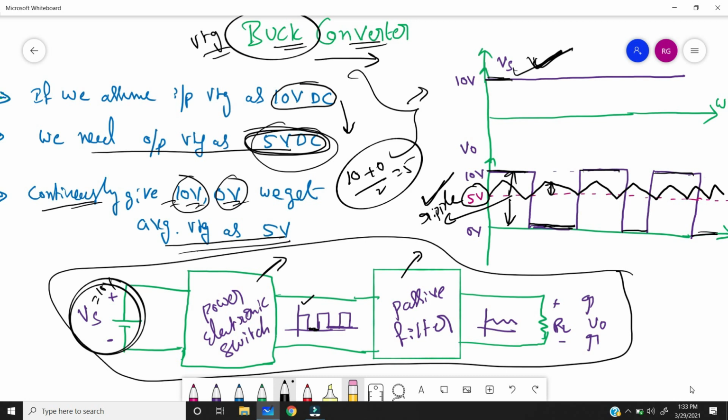But that average voltage has so much ripple content. So we need to decrease this ripple content by using the passive filter. To turn on and turn off like this, we need a power electronic switch. That's it. That is the circuit we have, and we connect it to the load RL. This is the circuit we have.